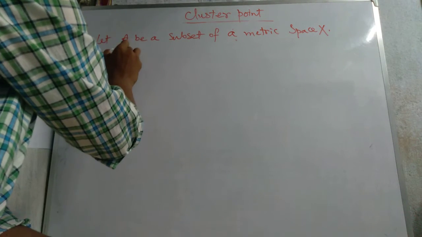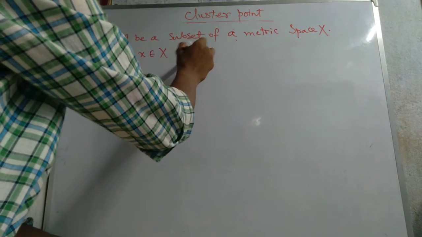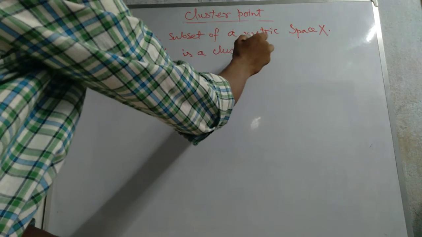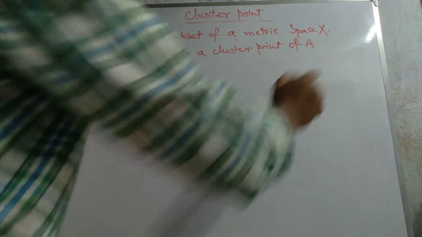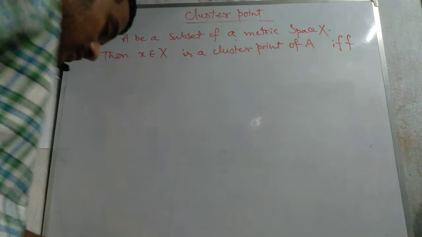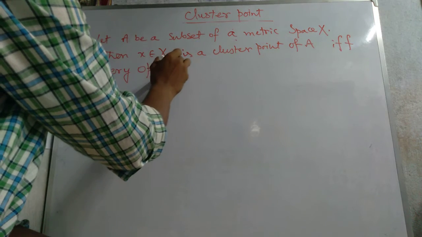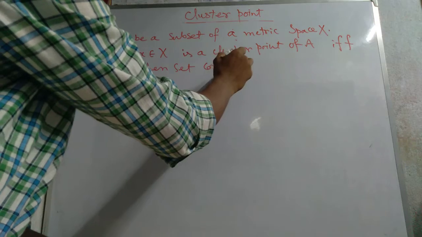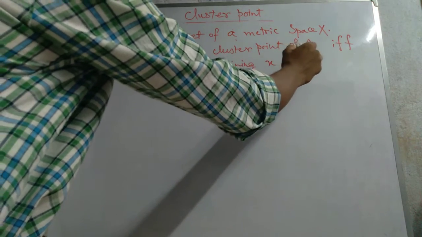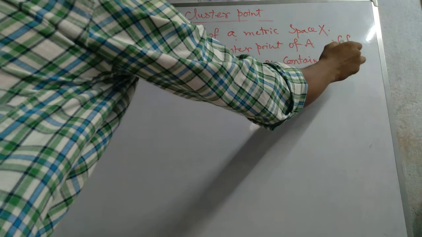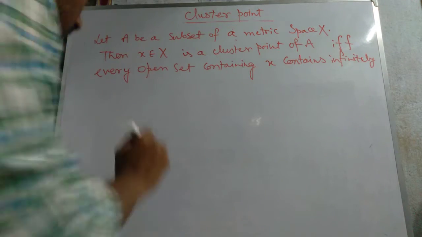Then we have to show that x belonging to X is a cluster point of A if and only if every open set containing x contains infinitely many points of A.